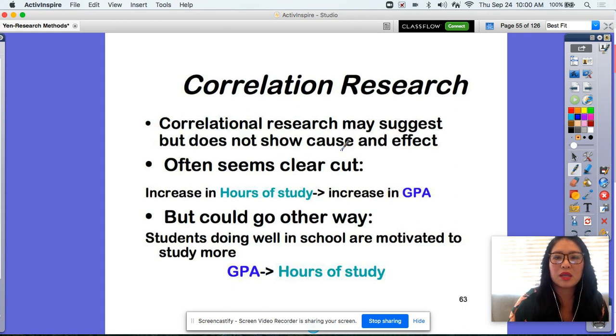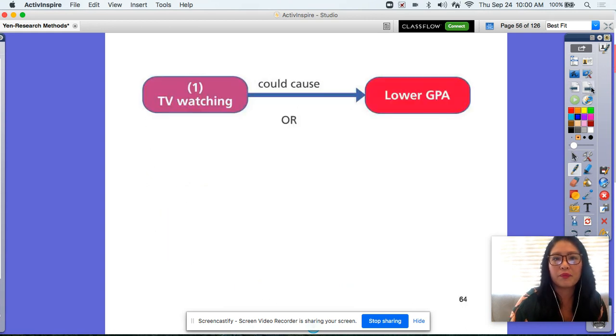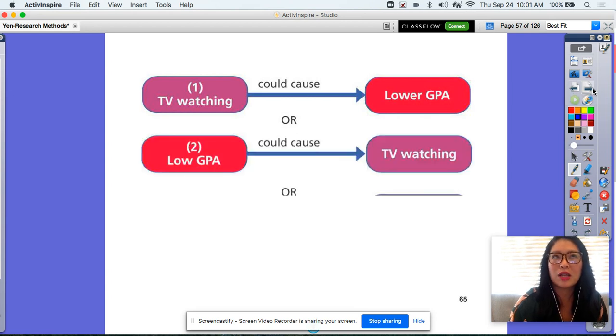So although sometimes it seems so clear cut, a lot of times you cannot say cause and effect because we actually didn't do anything to manipulate the variables. So there could also be other things happening. It can also go the other way. For example, sure, the more you study, the higher your GPA, but what if it was the opposite way? Maybe because you have a high GPA, that's why you study. Or TV watching could be a cause of low GPA, or because you have a low GPA, you do more TV watching. So that's why you can't say cause and effect. They're correlated, but you cannot say one causes the other because we don't know which direction it's going in.